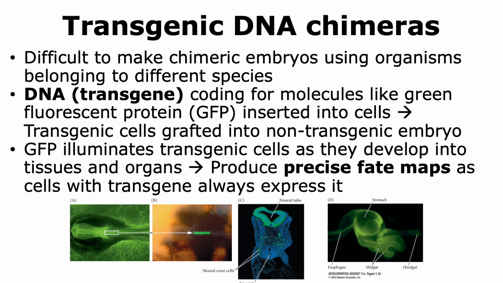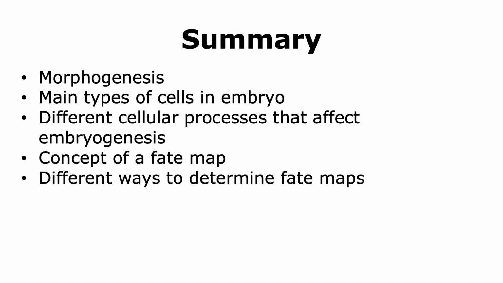This method can produce very precise fate maps as we're able to observe the fate of these transgenic cells during the process of embryogenesis. Thus, we have seen different tools that have been available to study developmental biology. With this, we come to the end of the talk where we learned about morphogenesis and the main types of cells in an embryo, which were the epithelial and mesenchymal cells. We also learned about different cellular processes that affect embryogenesis, as well as different ways to determine fate maps of a developing embryo.